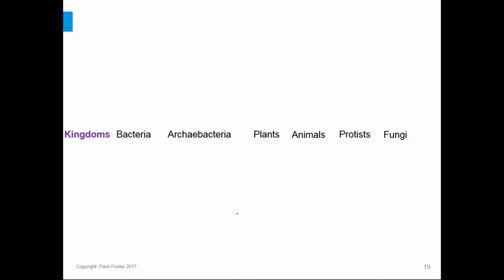Linnaeus started with 2 kingdoms, but today we have 6, and these are the kingdoms on the screen. There's also actually been another category added above kingdom called domain. There are only 3 domains.